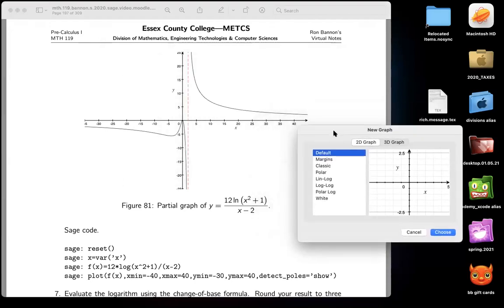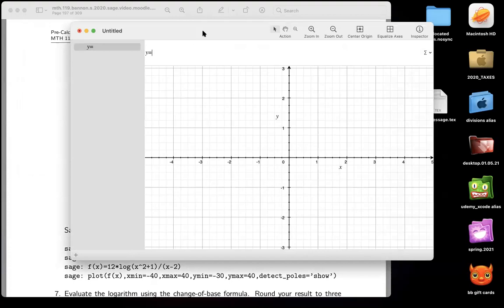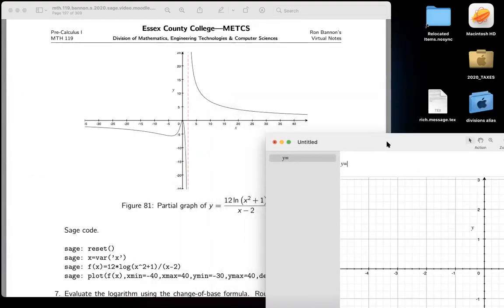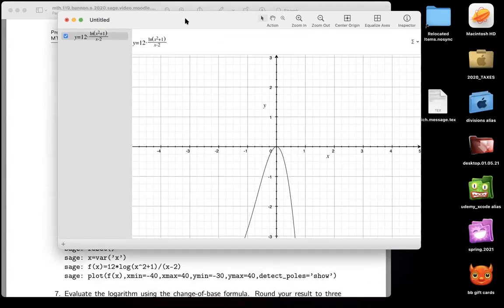All right, let me put this down for you. There's also Sage code there for as soon as I want to use Sage. What am I going to do? Well, I'm going to graph, let me pull this aside so you can see it, 12 times the natural log of x squared plus 1, divided by x minus 2. Yep, you have to learn to type. All right, what do I see? I don't see the whole picture. So I'm going to zoom out.